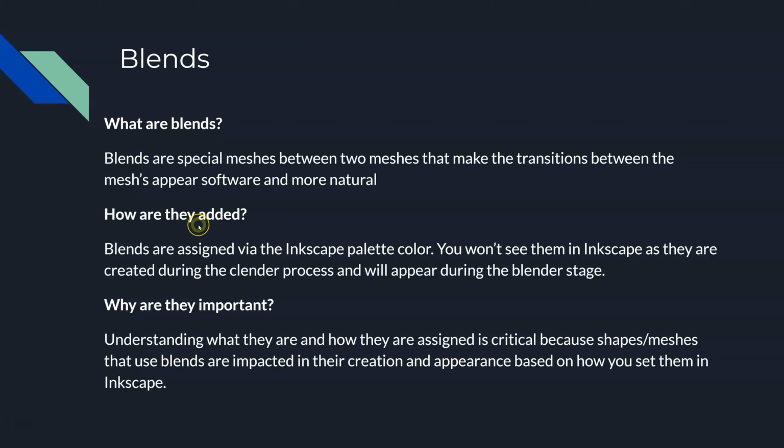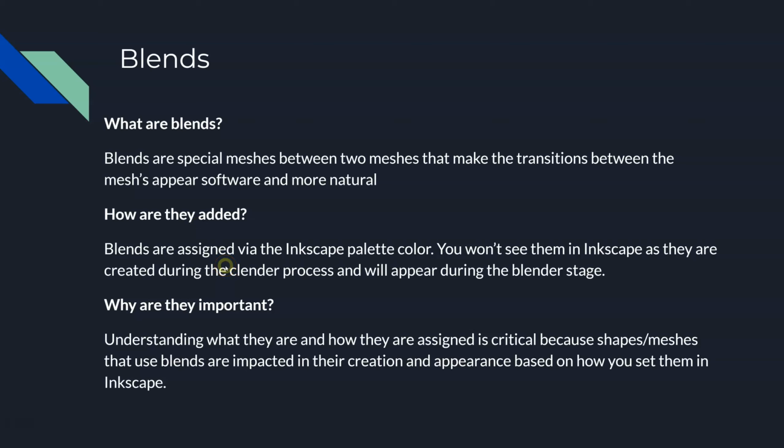So how are they added? Well, blends are assigned via the Inkscape palette color. So remember I said earlier, some palettes have blends, some do not, but that's where they're assigned. You don't see them in Inkscape because they're actually created later on. They're created during the Blender process. You're going to take your Inkscape shapes, upload them to Blender, and then it adds those blends during that process, and then you'll be able to actually see them in the Blender stage and subsequently inside of Unity. It's inside of Unity where the actual transition from the one color to the next is achieved on that blend.